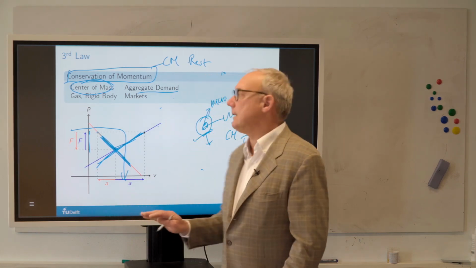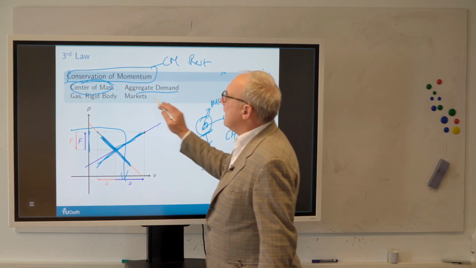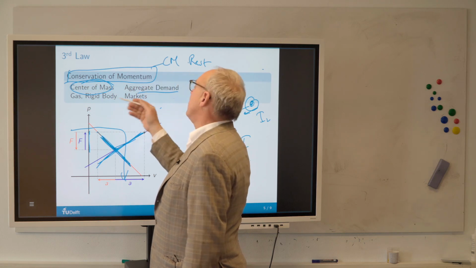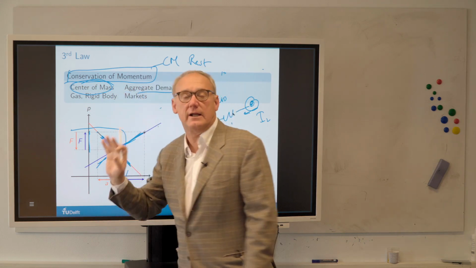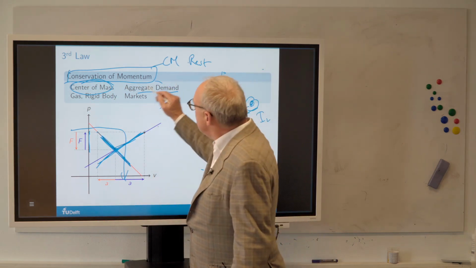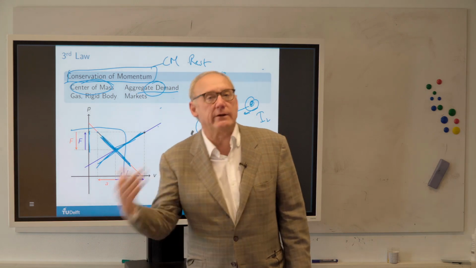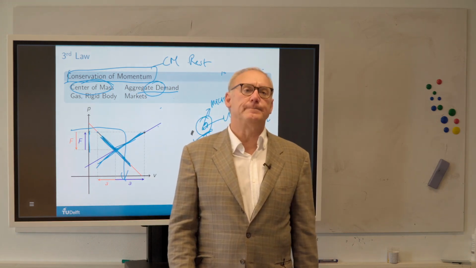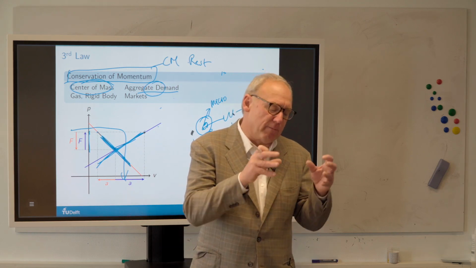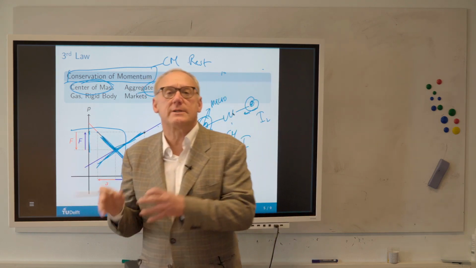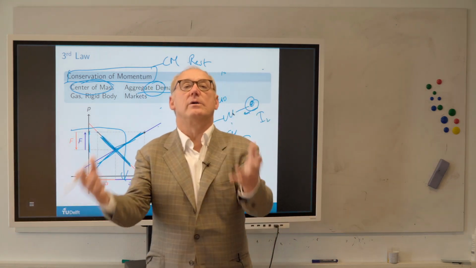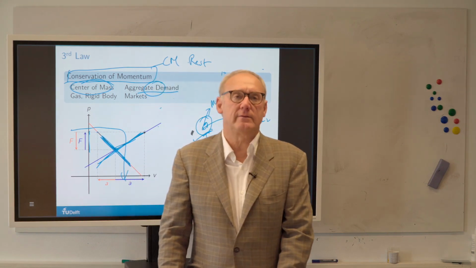What I'm trying to tell you here is that the conservation of momentum gives you the idea of a center of mass motion that is in equilibrium, the center of the system as a whole. And that gives meaning to the notion of aggregate demand, all right? So there's a connection between micro and macro, the same way we make a connection between the individual points and the whole system. All right?